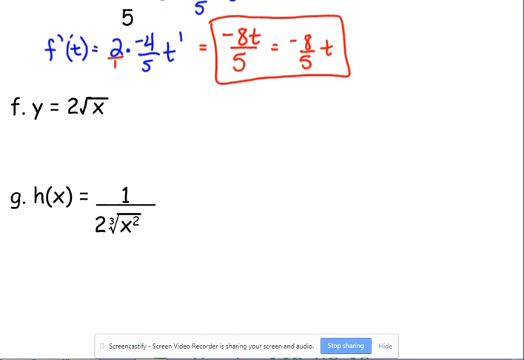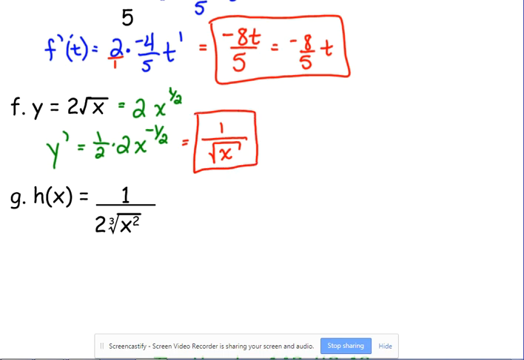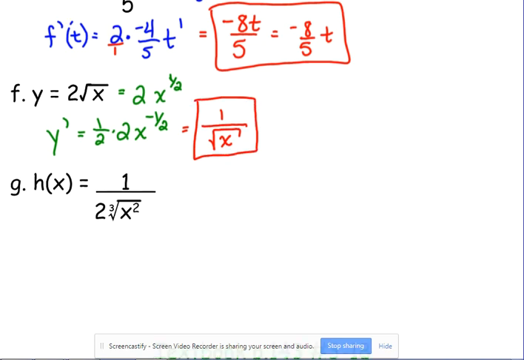Okay, f. We've got 2 times the square root of x. Again, remember, we need to rewrite that square root as the 1/2 power. So let's use y prime this time. So we've got 1/2 times 2, x to the -1/2. And that equals 1/2 times 2 is 1. So that's just 1 over the square root of x if we get rid of the negative exponent and put it back in square root form.